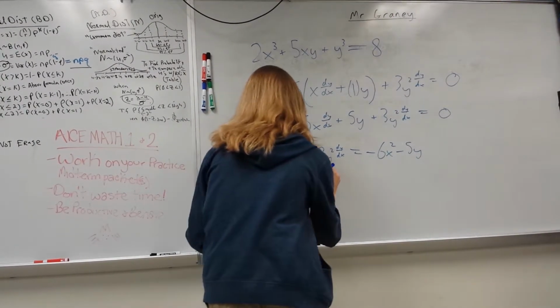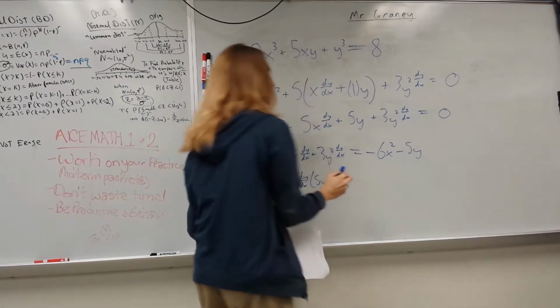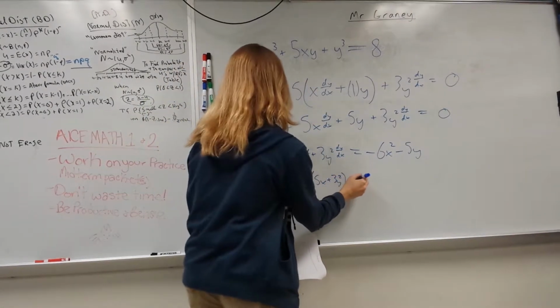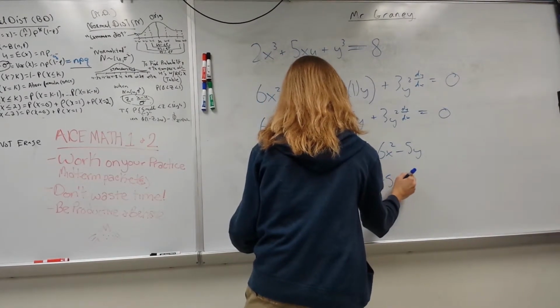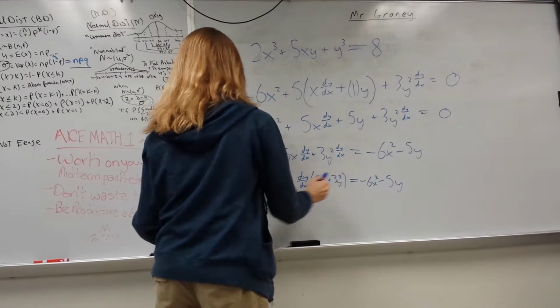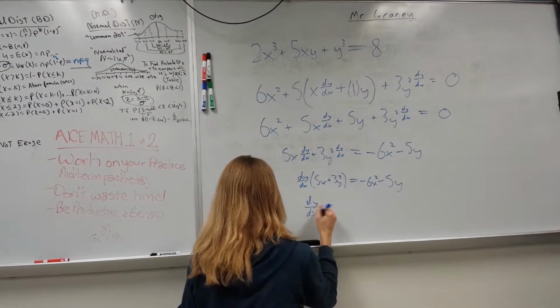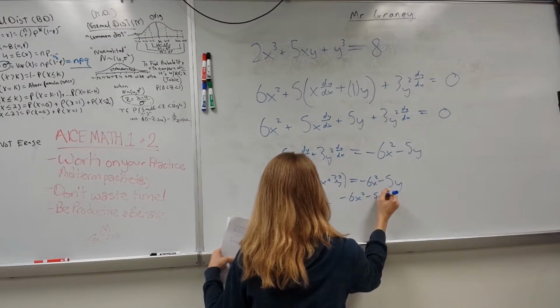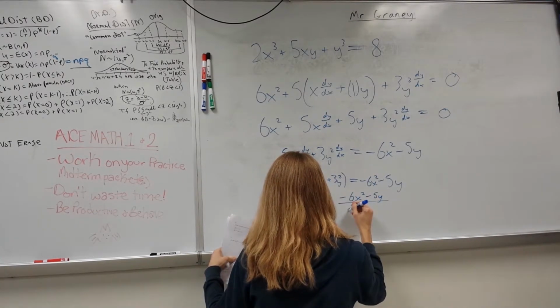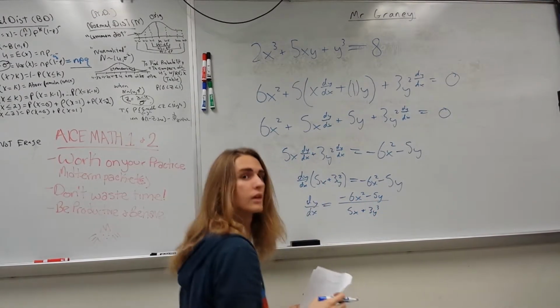So 5x plus 3y squared here, and then equals negative 6x squared minus 5y, and then divide by that, and we end up getting, for dy dx, and you have to plug in 0 for x. My final answer was negative 5 over 3y.